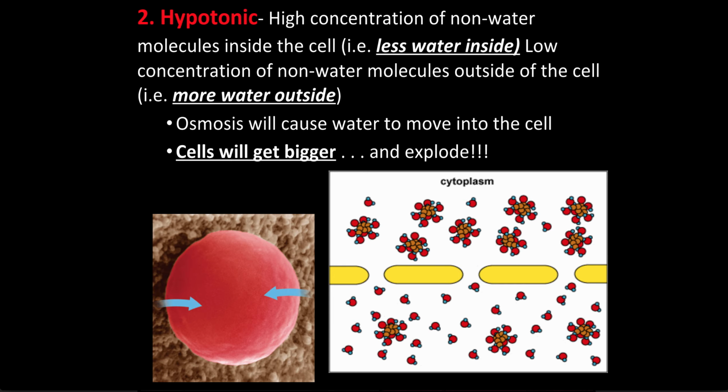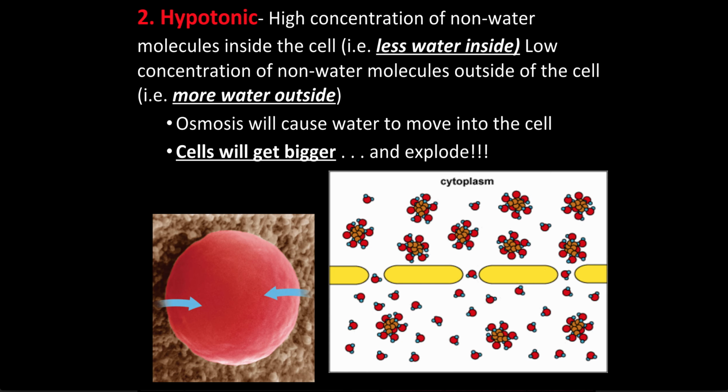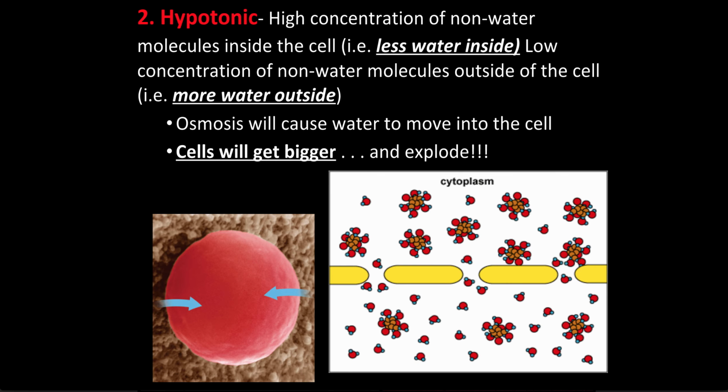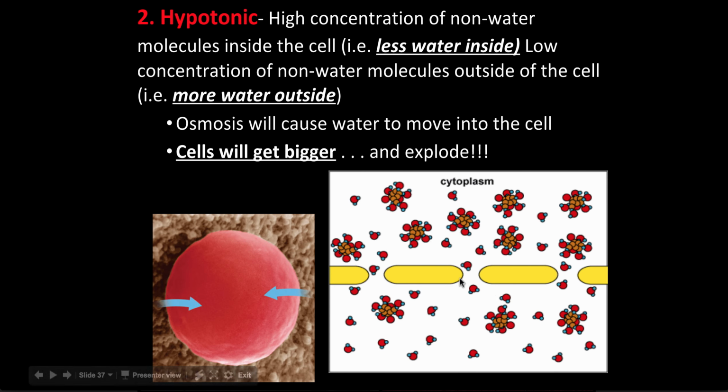The next type of solution is a hypotonic solution. A hypotonic solution is when we have a high concentration of non-water molecules in the cell, or there's less water in the cell. You can think of it that way. Low concentration of non-water molecules outside the cell, or more water outside the cell. So in this case, you can see the water molecules are higher out here.